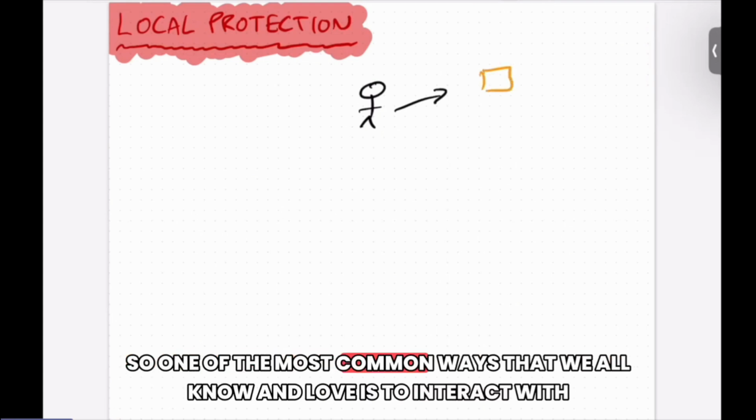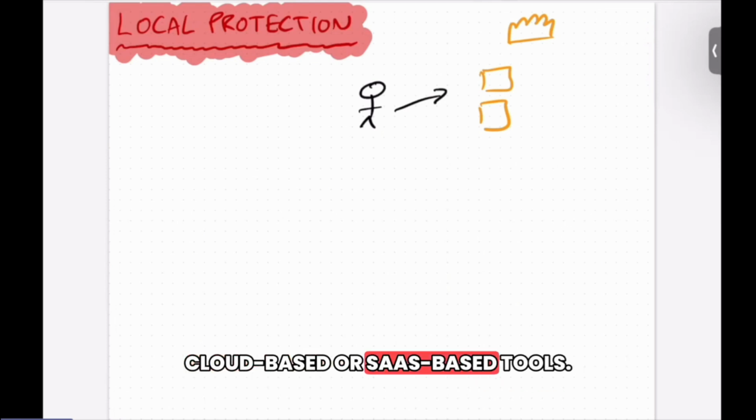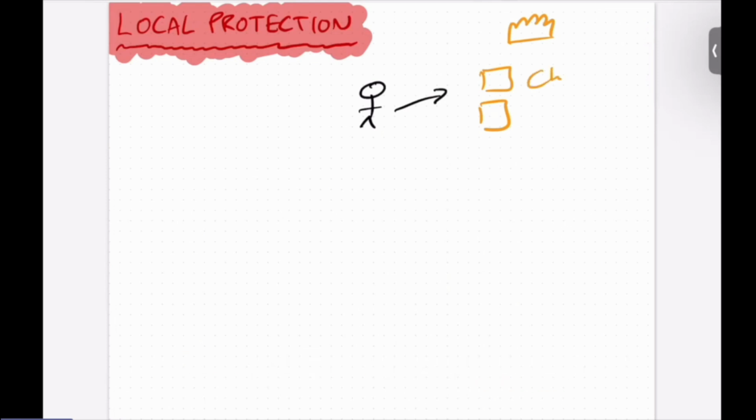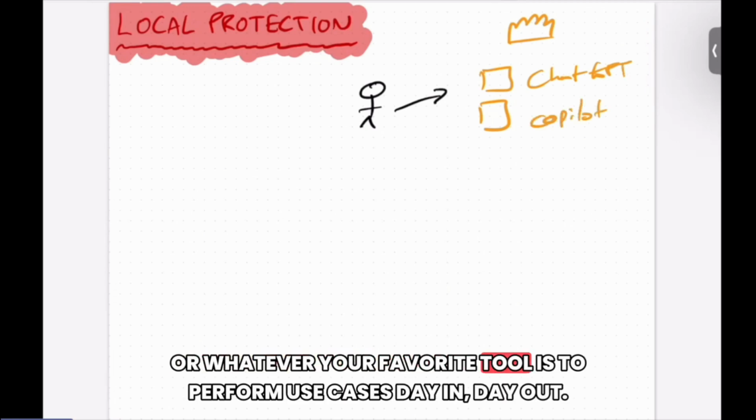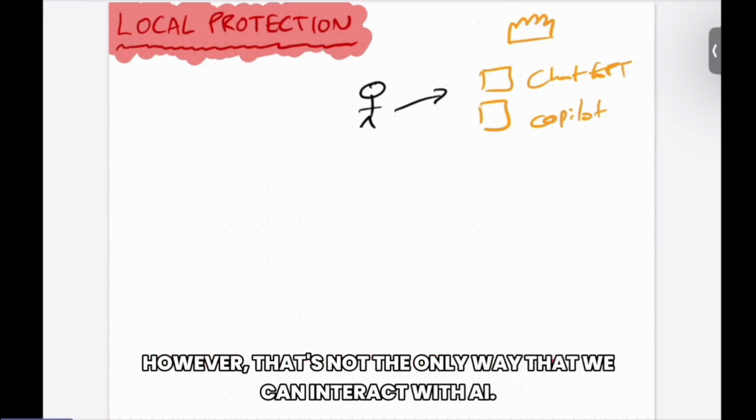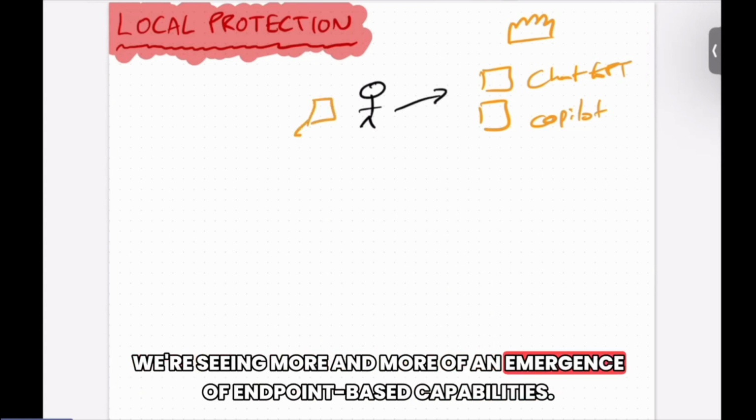So one of the most common ways that we all know and love to interact with AI is through cloud-based or SaaS-based tools. As an example, things like ChatGPT or Copilot, or whatever your favorite tool is, to perform use cases day in, day out. However, that's not the only way that we can interact with AI.